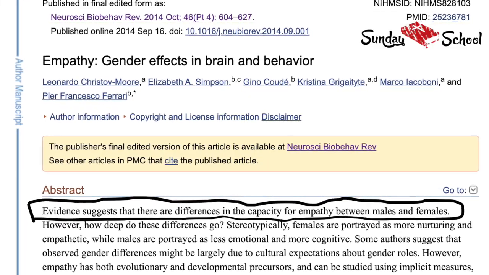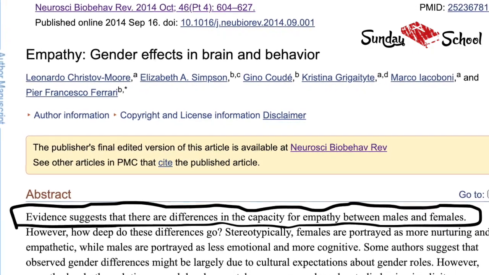Finally, a major reason why empathy cannot be used as an objective moral standard is because we don't all exhibit empathy to the same degree. Now, as human beings, we all, generally speaking, have an innate capacity for it, but it is largely a learned behavior. Furthermore, the literature shows that there is actually a difference in the level of exhibited empathy between men and women. A 2014 study published in the Neuroscience Behavioral Review basically makes this claim in the very first sentence of its abstract. Evidence suggests that there are differences in the capacity for empathy between males and females.